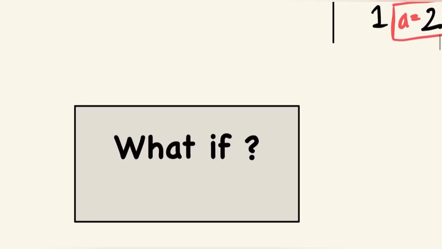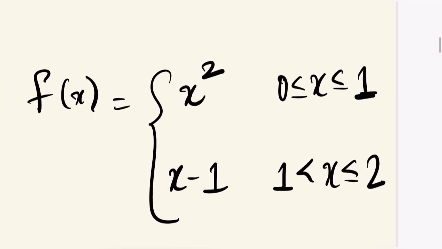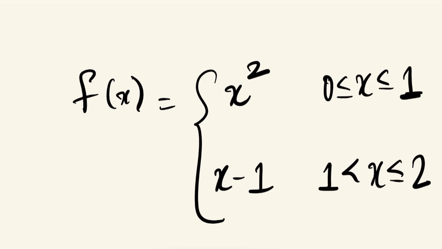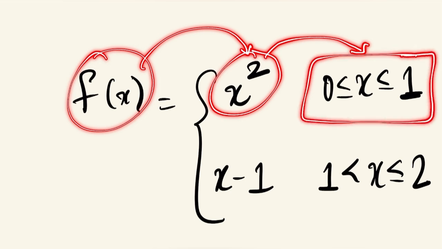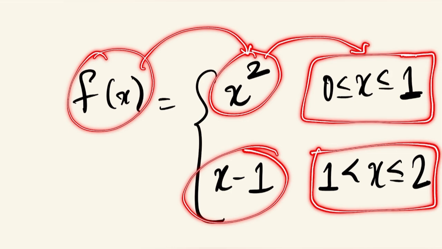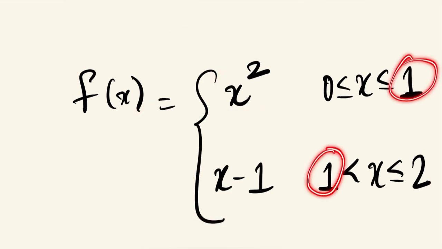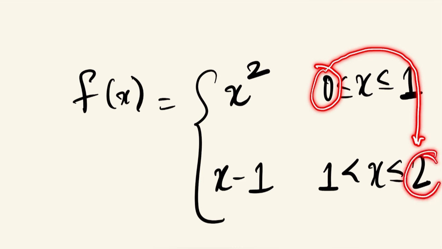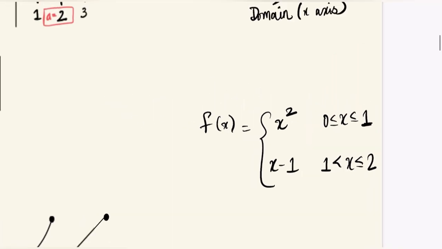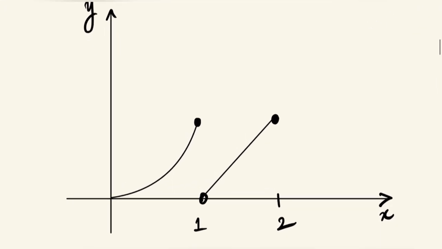But what if you have a function that breaks at a certain point? As you can see over here, your function f(x) is a little weird. It is a parabola when x ranges from 0 to 1, and it is a straight line x minus 1 when x ranges from 1 to 2. So the function breaks at the point 1 over here. You can see that the domain of the function is the closed interval 0 to 2, because x is varying from 0 to 2. If I try to make the graph of this function, it would look something like this.